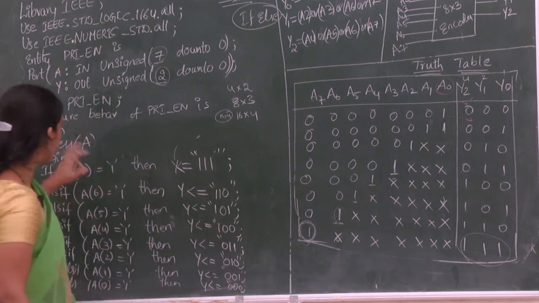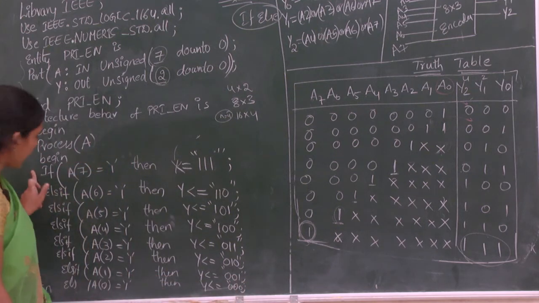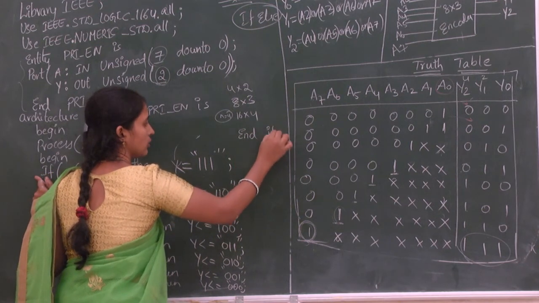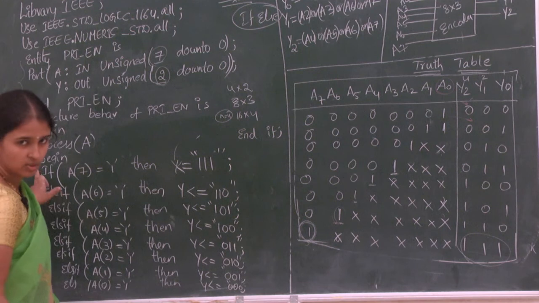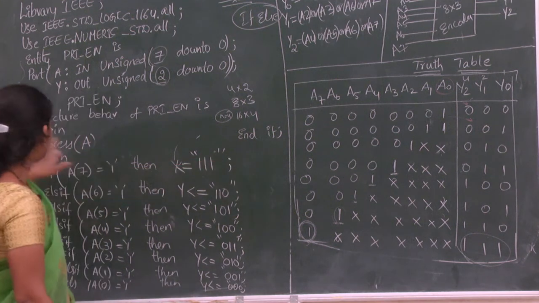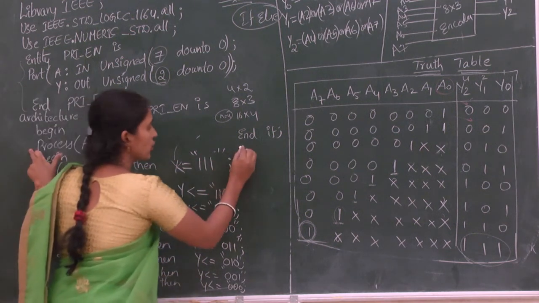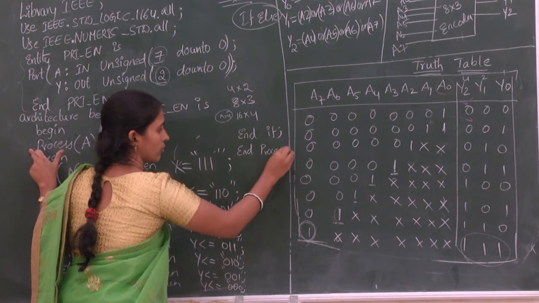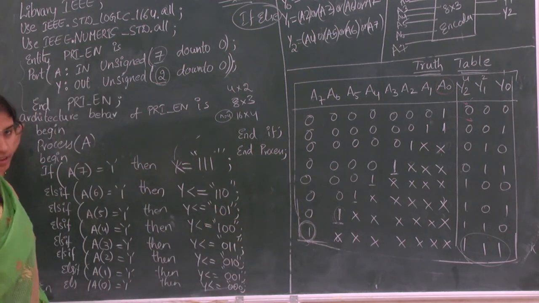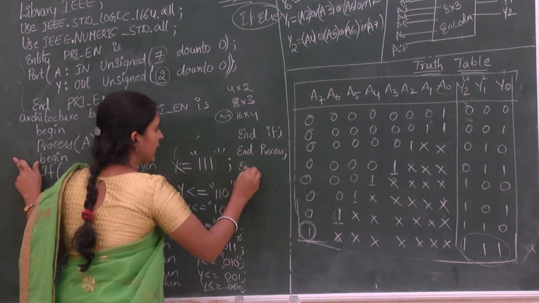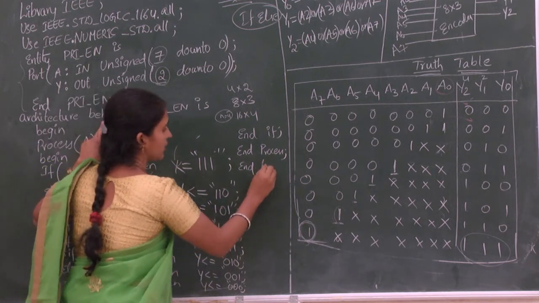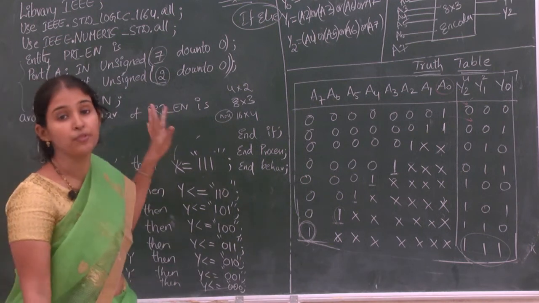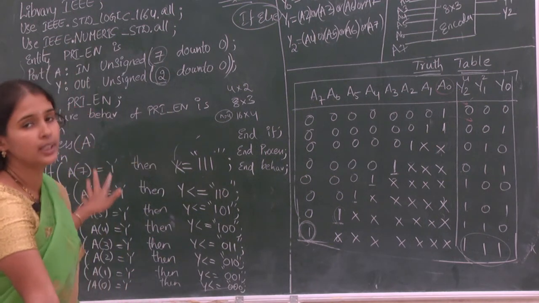Here, you started with an if, so you have to close it with an end if. At the same time, for the process you have to mention end process, and for the architecture you need to mention end behavior. This is your coding using the if-else statement for the 8x3 priority encoder.